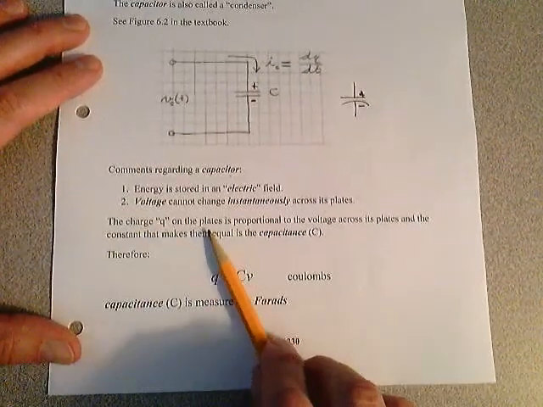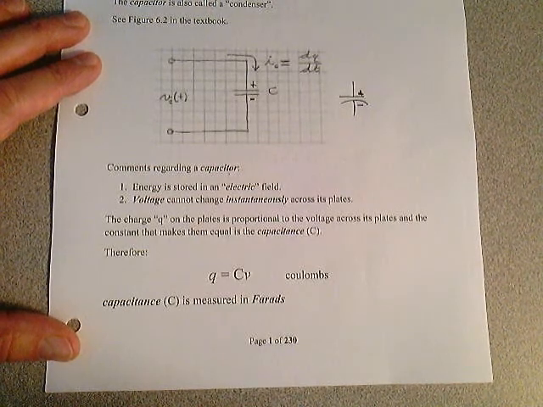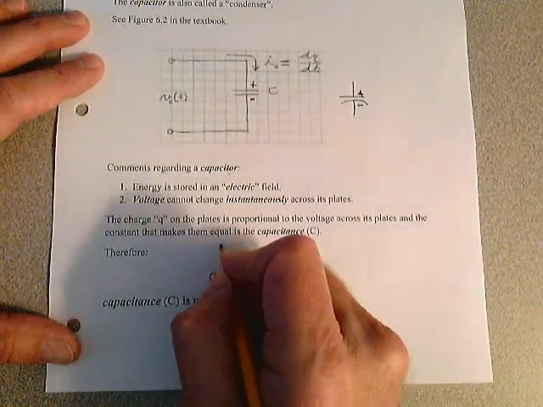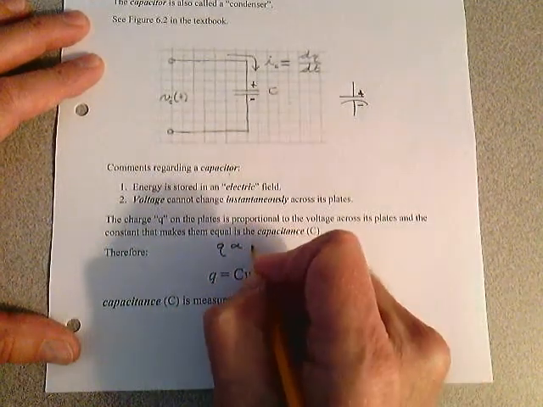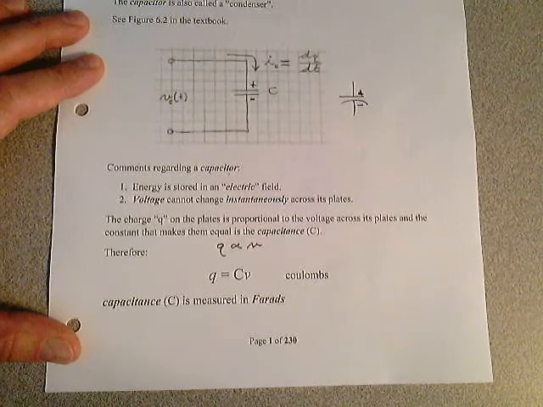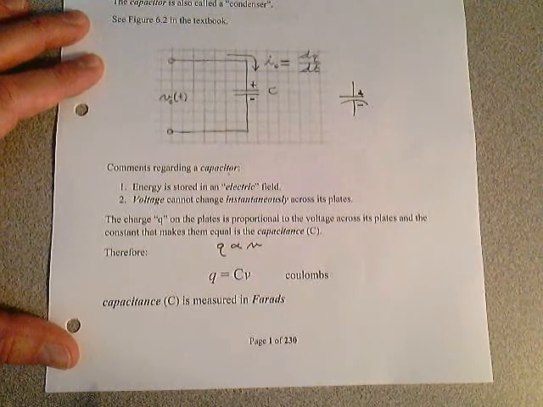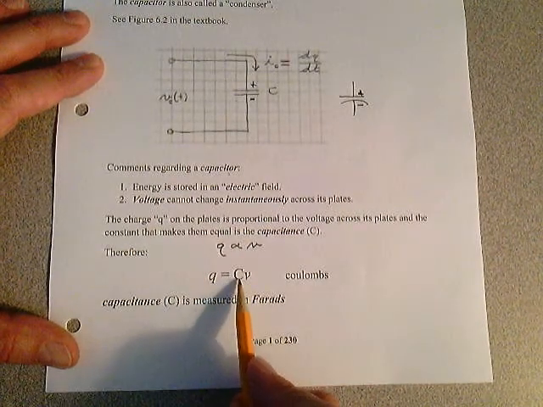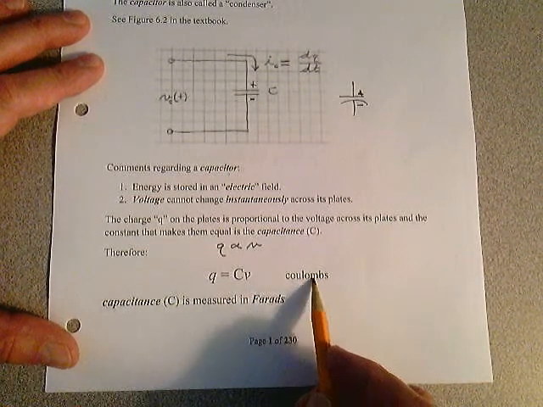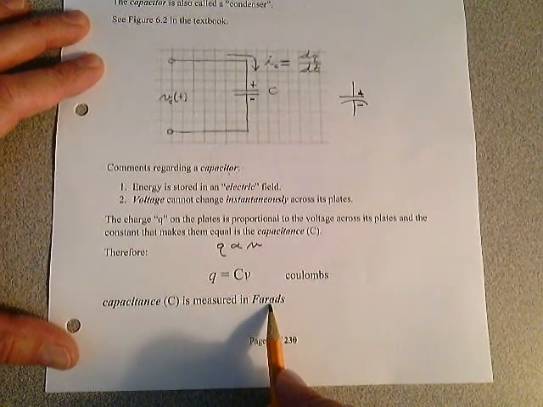The charge Q on its plates is proportional to the voltage across its plates. And the constant that makes them equal is capacitance. So if charge is proportional to the voltage, as charge goes up, the voltage goes up. As charge goes down, the voltage goes down. They're directly proportional. But the equation that relates them is charge is equal to the capacitance times the voltage. That's a very important equation you're going to need later. That charge is measured in coulombs, and the capacitance C is measured in farads.